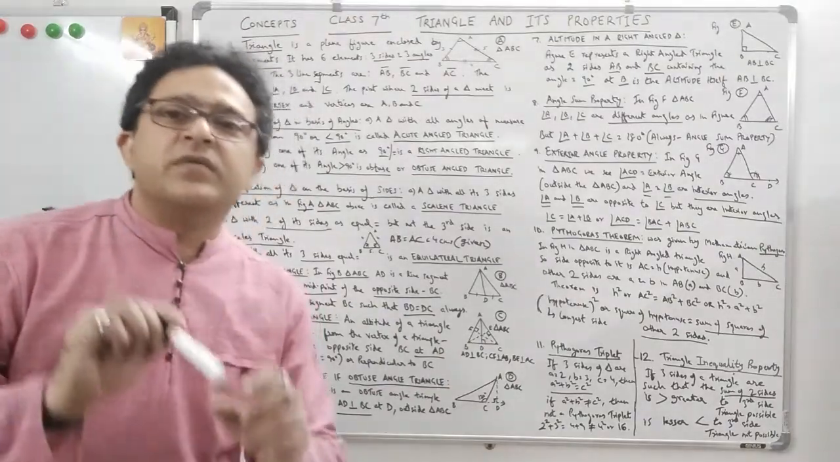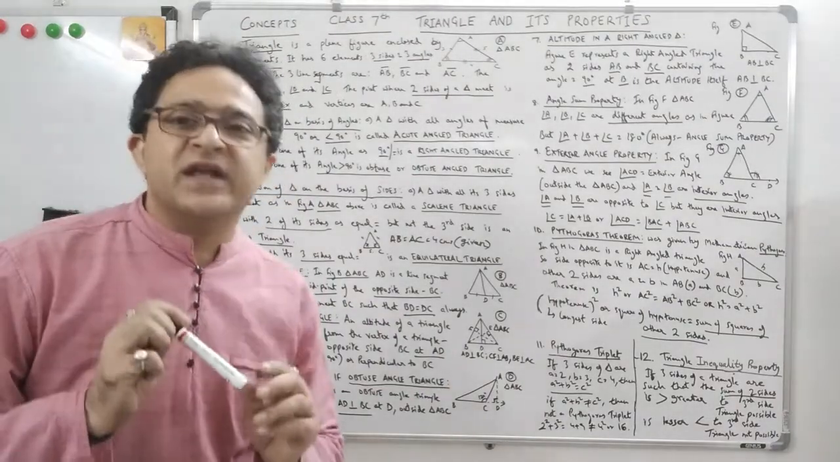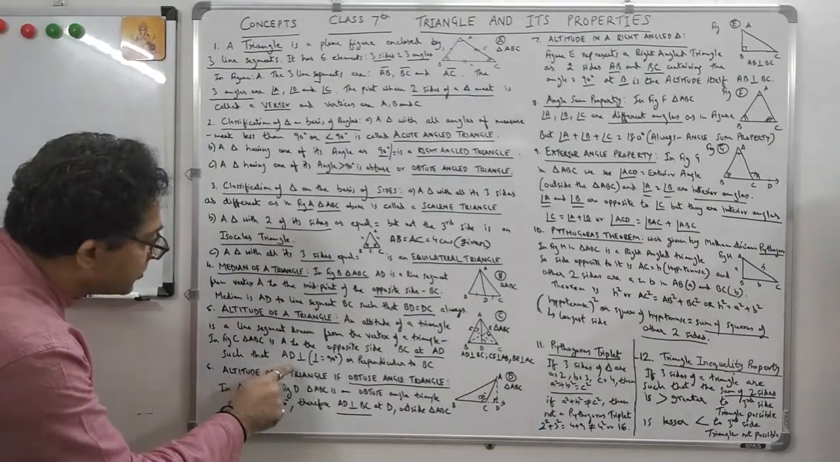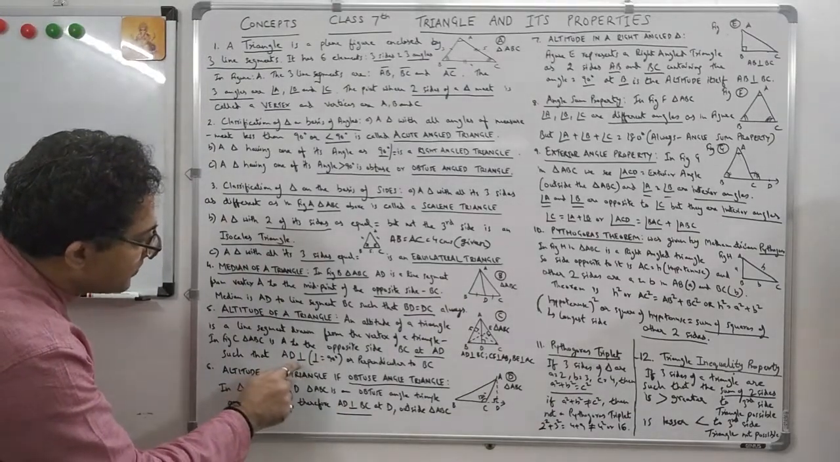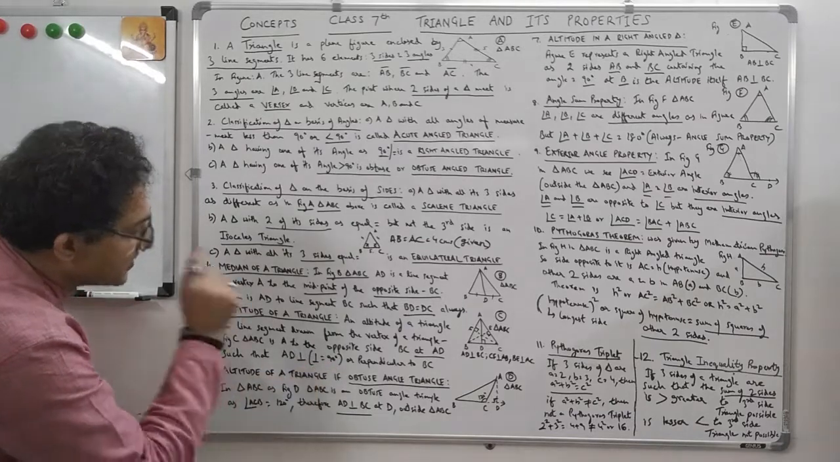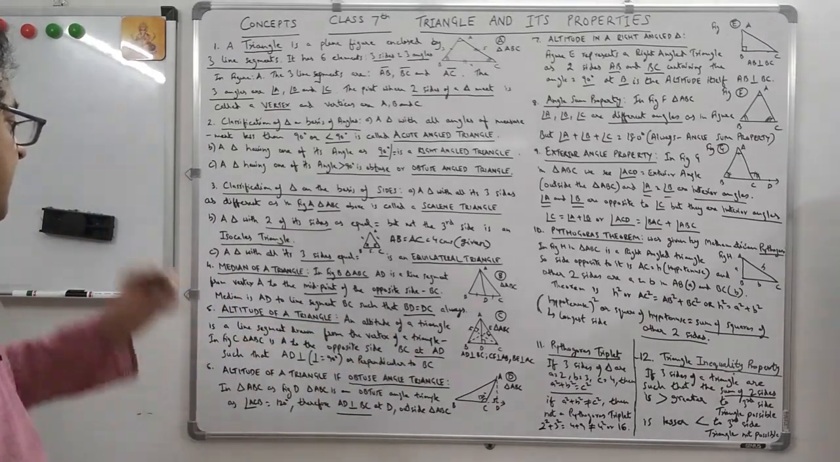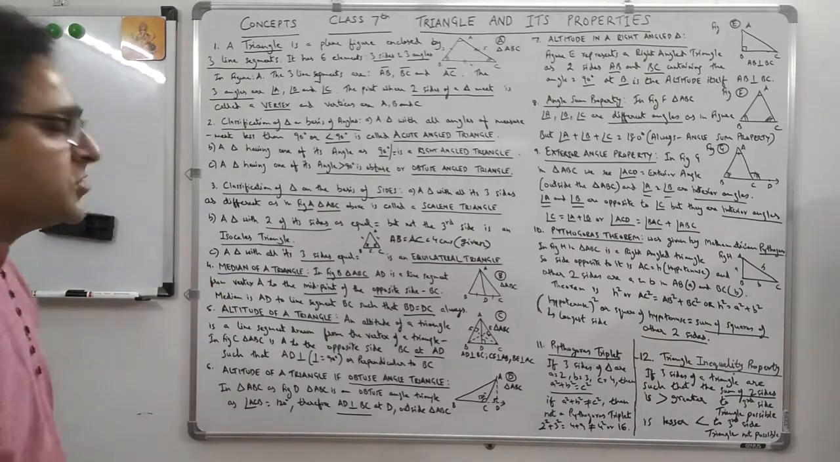In case of altitude, it will be perpendicular. It will always be 90 degree. So this is the sign for 90 degree. AD will be perpendicular to BC; this means 90 degree or perpendicular to BC. So this is the main difference between median of a triangle and altitude of a triangle.